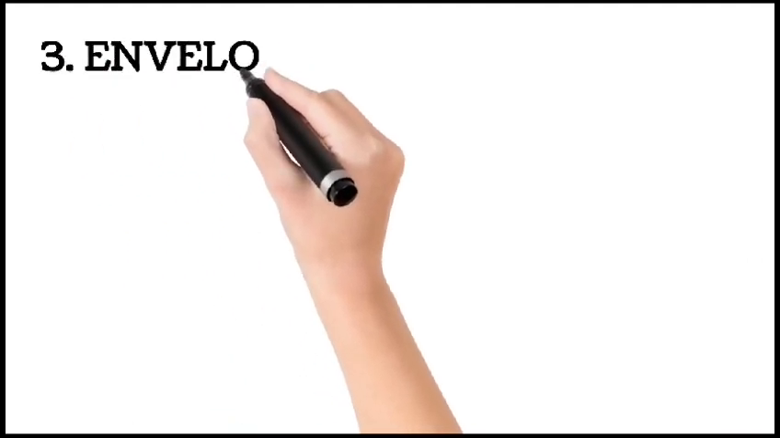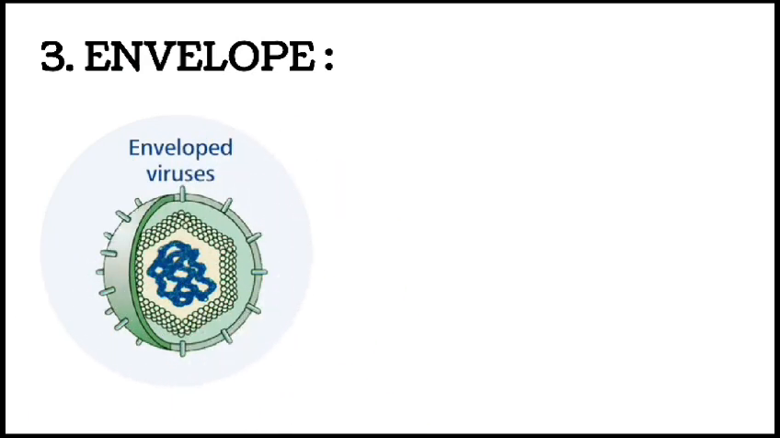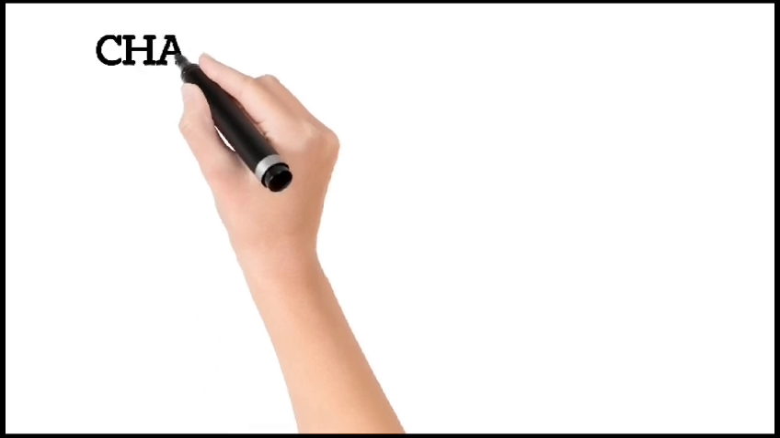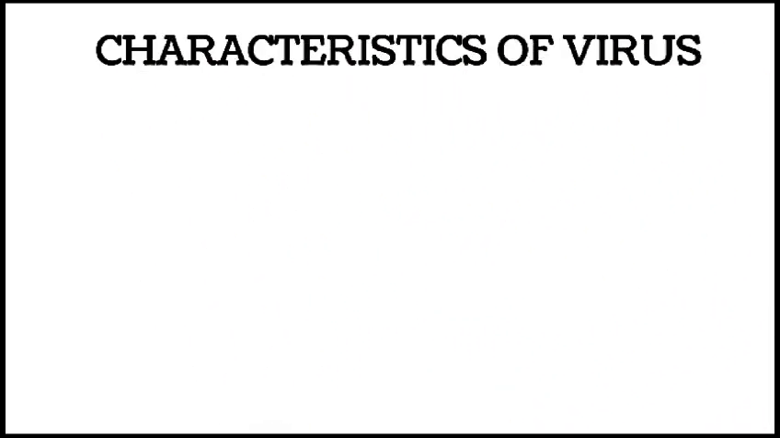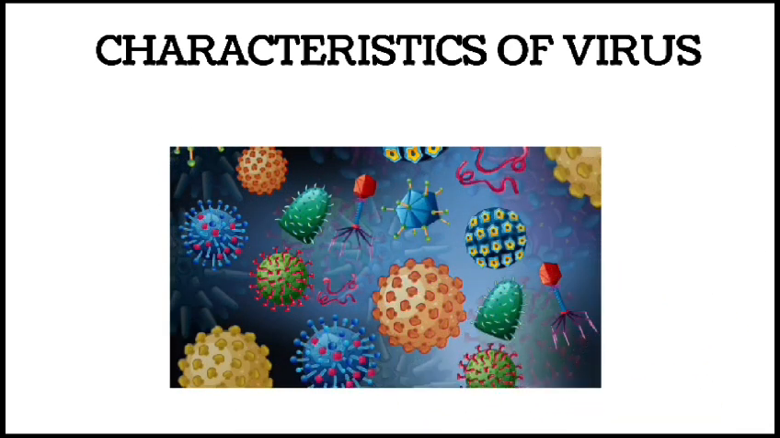Envelope, some viruses have an additional lipid envelope, which they acquire from the host cell membrane. This envelope often contains viral proteins that help the virus infect new host cells. Viruses possess unique characteristics that set them apart from other microorganisms. Let's explore some of these key characteristics.